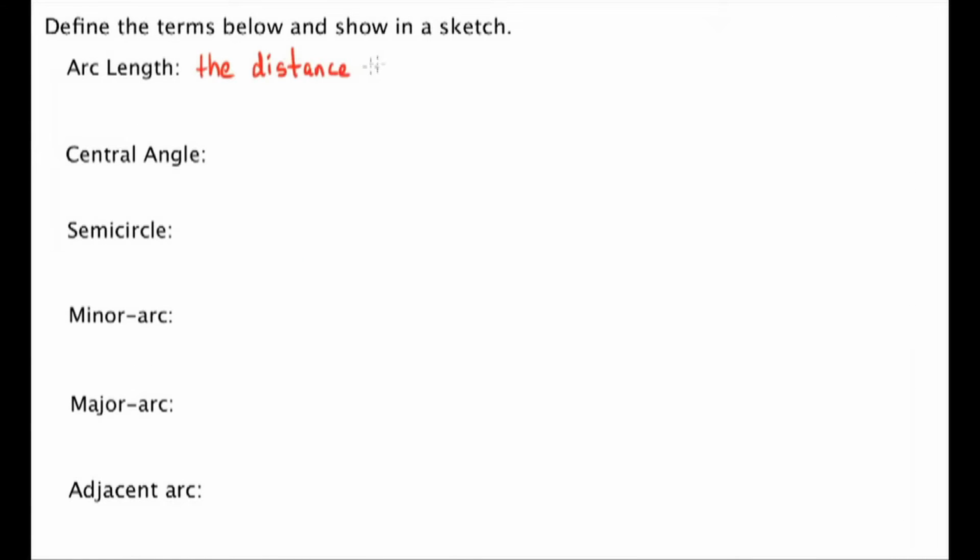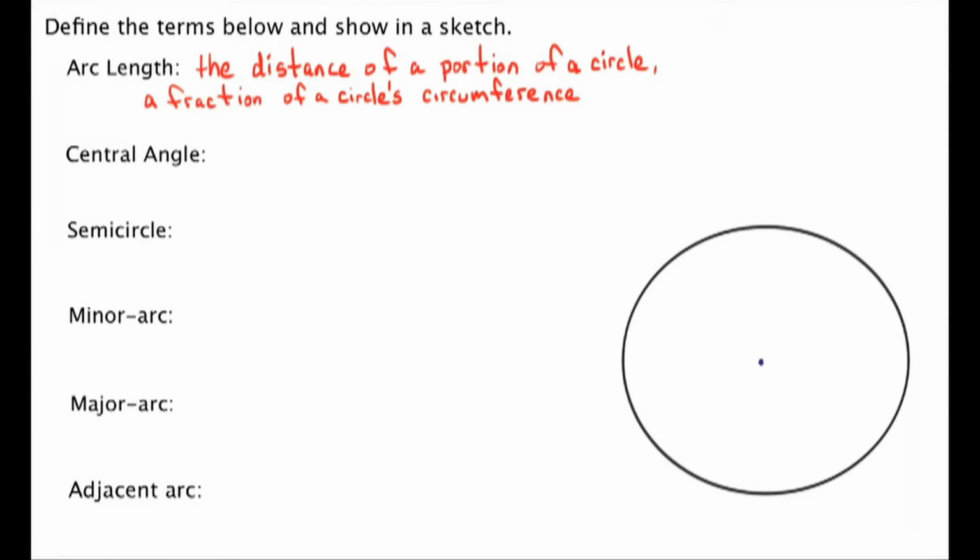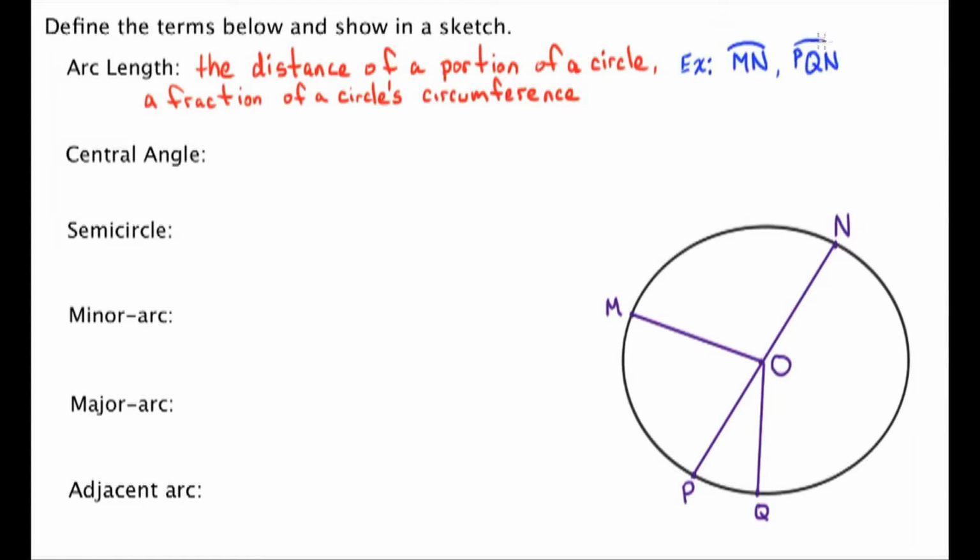Find the terms below and show in a sketch. So arc length is the distance of a portion of a circle. It's a fraction of the circle's circumference. So I'm going to make a little sketch here to use for all of these terms. So an example of an arc length would be arc MN or arc PQN.